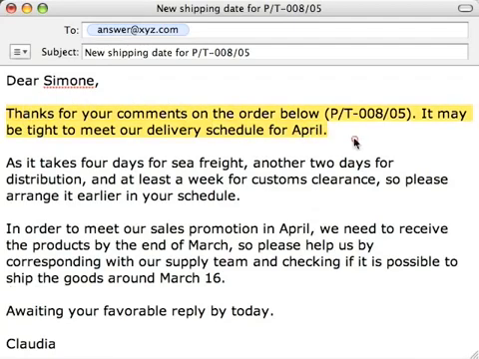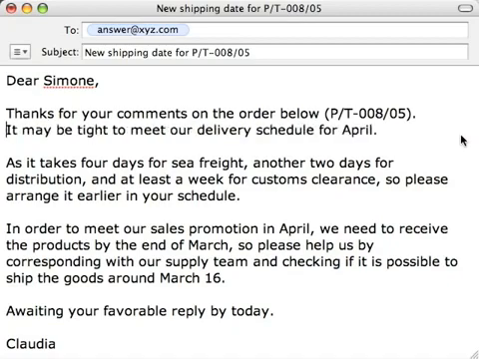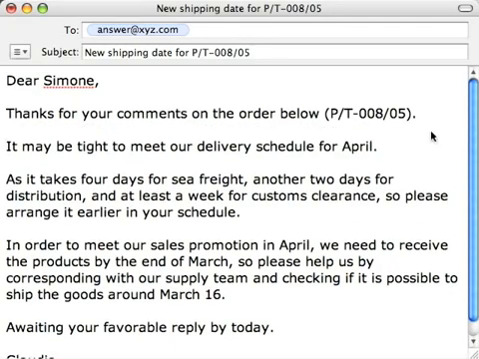If you look at the first paragraph, you'll see that Claudia begins with an introductory sentence, reminding Simone of which order she wants to discuss. The second sentence is the background sentence. It explains to Simone why she wants to discuss this particular order. So I think we should break the introductory sentence out into a separate paragraph, because it can stand on its own. And it's followed by the background paragraph, giving the reason for the request.